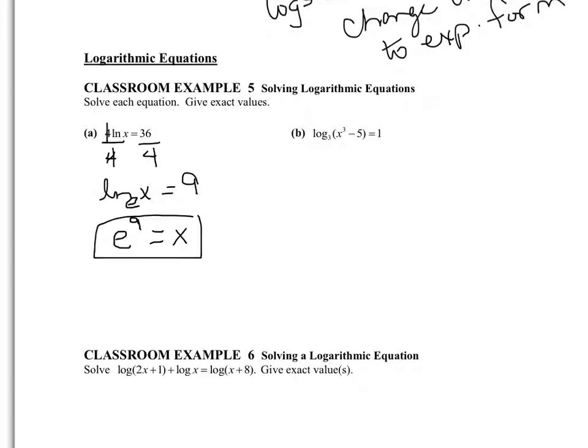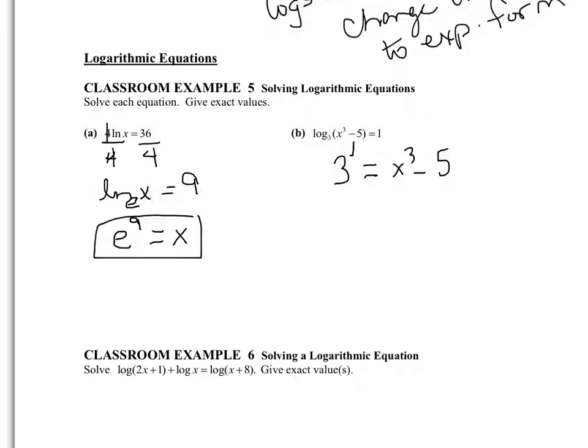I could put it in the calculator to get a decimal approximation, but this is not asking for that. It just wants the exact value. That's it. Now, if you look at example B, again, I see a log on one side, so I need to look at that and see if it's possible to put it back into exponential form. And I think I can do that because the base for this logarithm is 3, raised to the first power would equal x cubed minus 5. Now, that looks like something I might be able to work with.